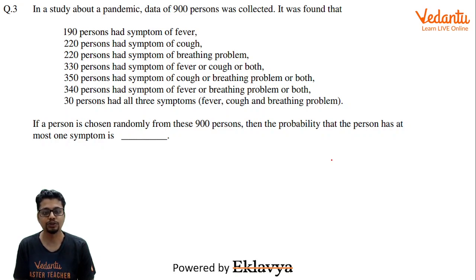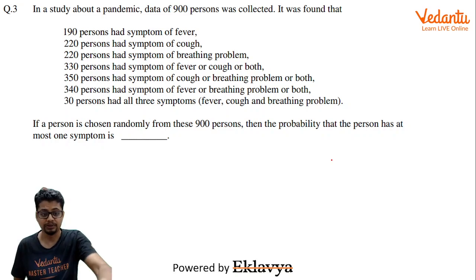If a person is chosen randomly from these 900 persons, then the probability that the person has at most one symptom is. That means, what is the probability that a randomly chosen person out of these 900 persons has at most one symptom, that means has exactly one symptom or no symptom.